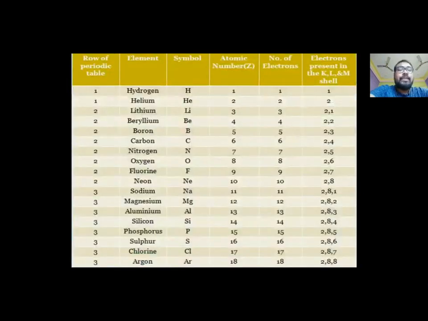Now here is a list where you will get the electronic configurations from hydrogen to argon, that is, elements number 1 to 18. Okay, write it down in your copies.